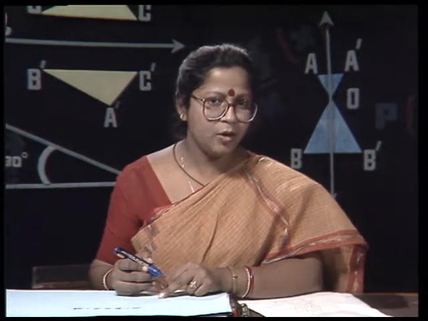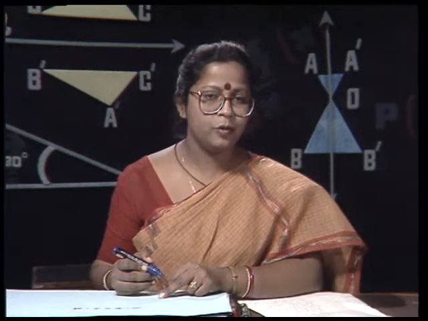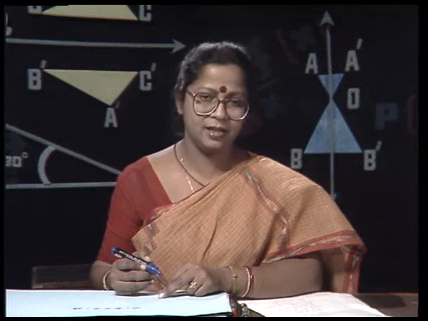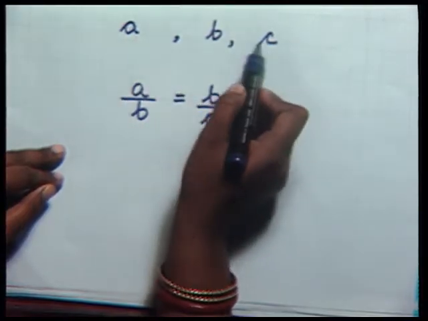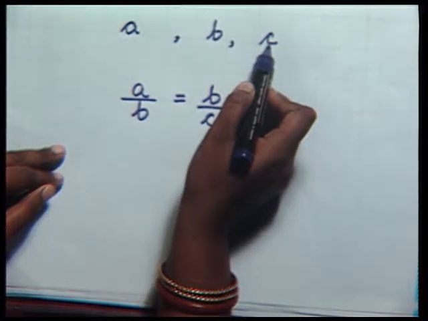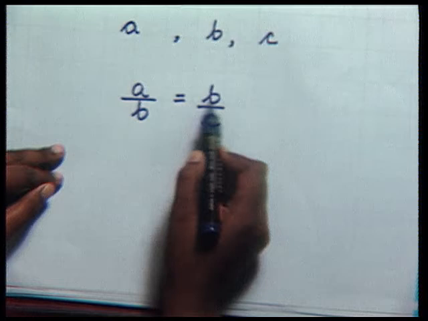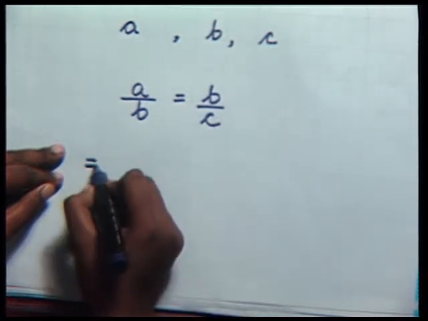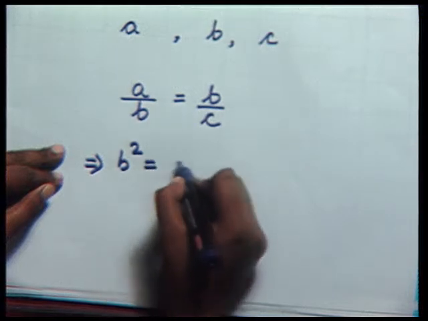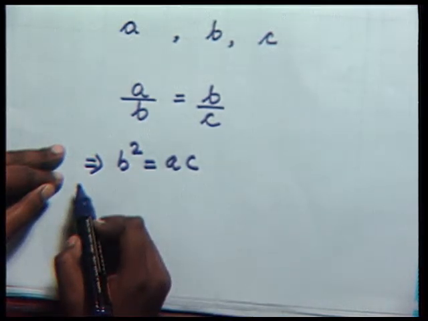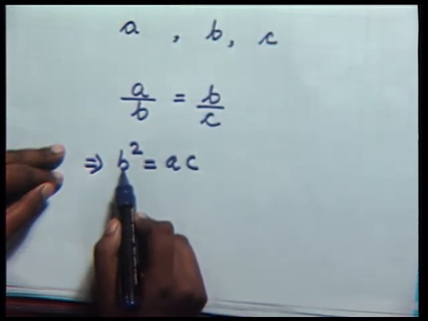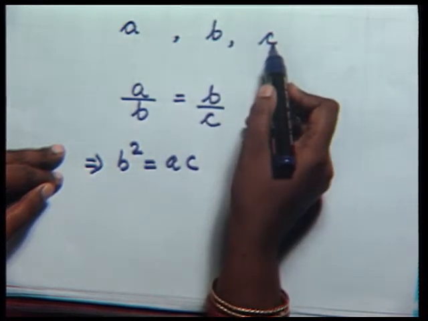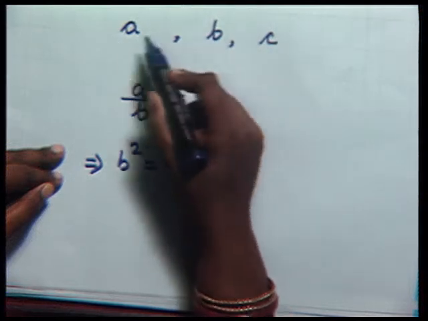When can you say that three or more than three terms are in continued proportion? When the ratio of the first to that of the second is equal to the ratio of the second to that of the third, and so on. For example, these three terms a, b and c are said to be in continued proportion if a is to b is equal to b is to c. In other words, it gives us b square is equal to ac, that is, the product of the extremes is equal to the product of the means. b is said to be mean proportional to a and c in such case, and c is called the third proportional to a and b.